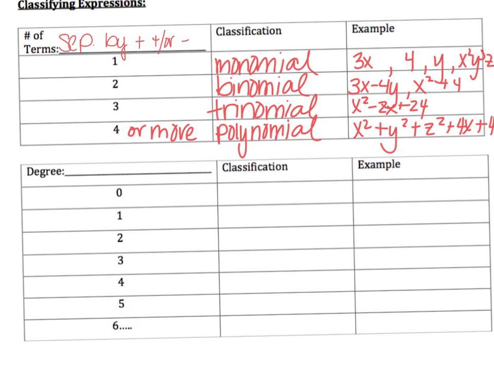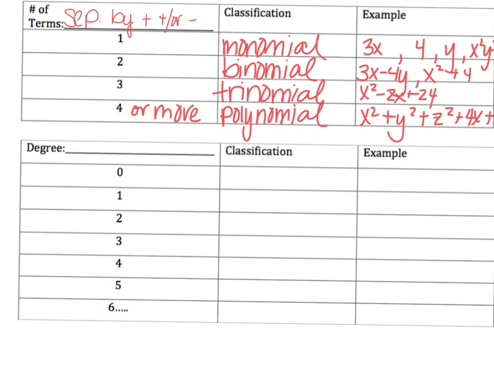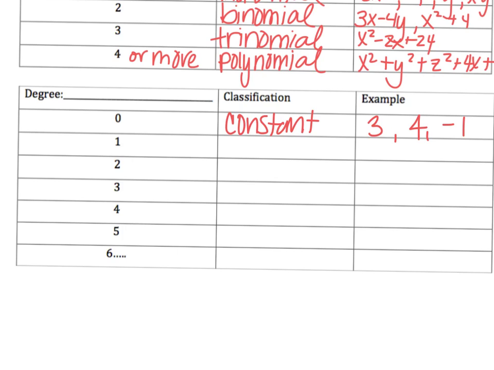Okay, now let's talk about classification by degrees. Okay. A degree is the highest amount of exponents in one term. So if I have a 0 degree, that means I have no exponents, which means I have no variables. So I can only have numbers. 4, 3, -1, something like that. Okay, this is what we call a constant. There is no variable. There are no variables. There's no change. There's just numbers. So this is called a constant. We're going to define degree here in a second once we kind of get into it.